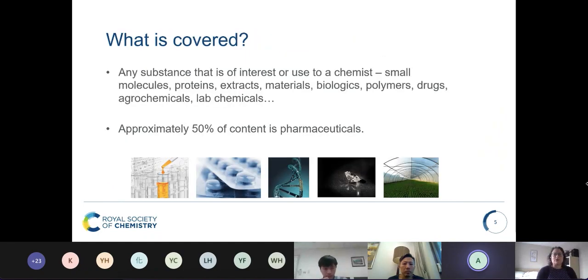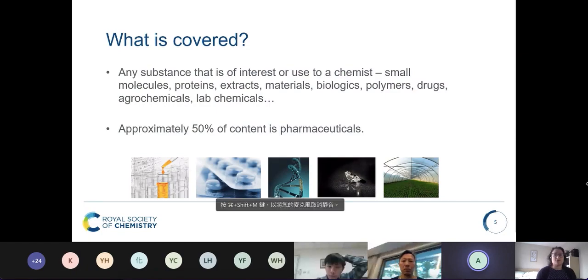So what is covered in the MerckIndex Online? It actually has an extremely broad coverage. So we say any substance that is of interest or use to a chemist. We have a lot of small molecules, but we also cover proteins, enzymes, we have some extracts, we have biologics, we have polymers, we have things with different industrial uses, we have drugs, we have agrochemicals.